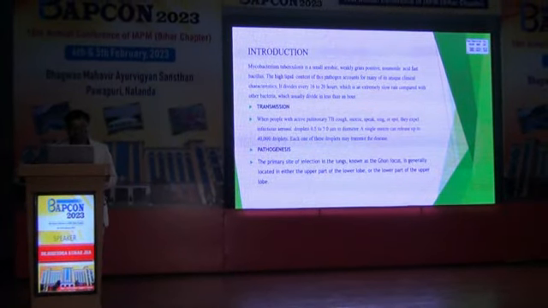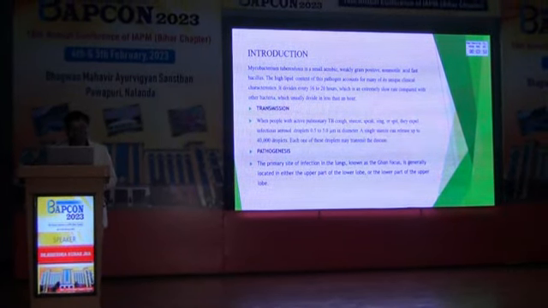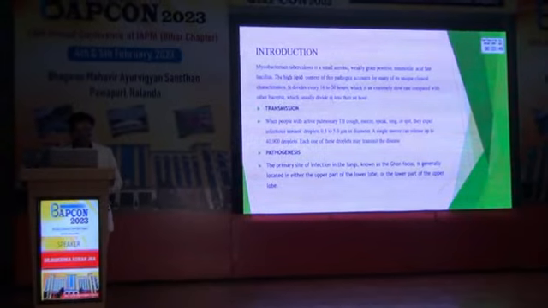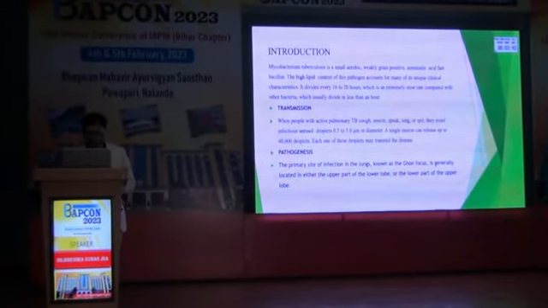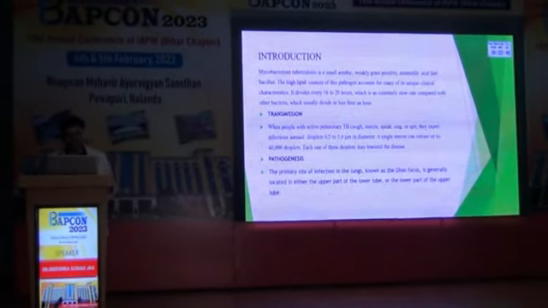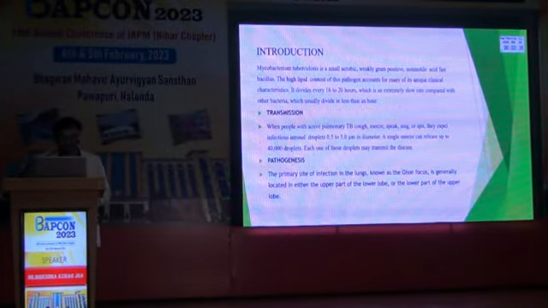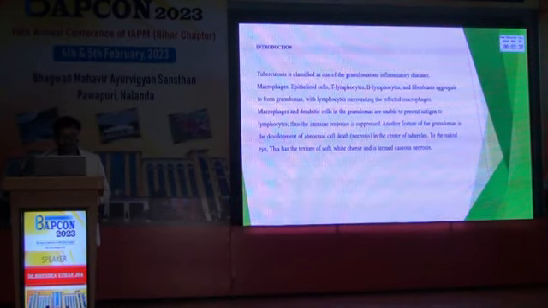Transmission of pulmonary tuberculosis occurs through cough, sneeze, speaking, or singing. They expel infectious aerosol droplets 0.5 to 5 micrometer in diameter. A single sneeze can release up to 40,000 droplets. Each one of these droplets may transmit the disease. The primary site of infection in the lungs, known as Ghon's focus, is generally located either in the upper part of the lower lobe or lower part of the upper lobe.